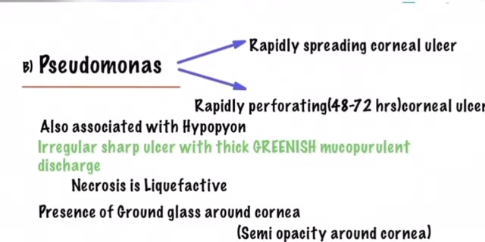And you know the corneal ulcer will have necrosis surrounding it. And the necrosis in the case of Pseudomonas ulcer is liquefactive necrosis. And around the cornea there will also be a biofilm, that is a ground glass, that is semi-opacity.